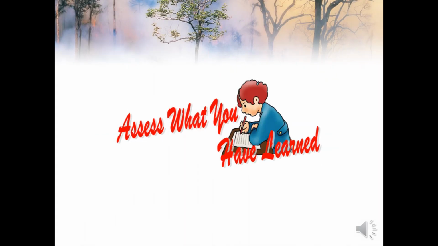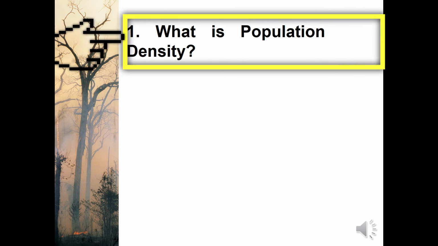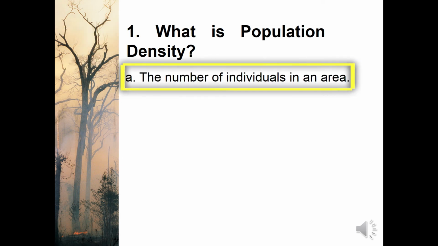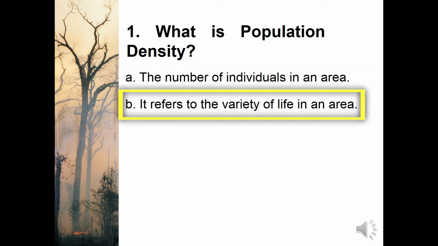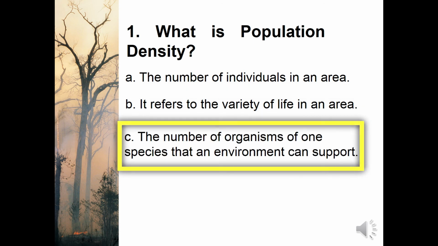At this moment, class, we are now on the last part of our video lesson, the assess what you have learned. In this task, we are going to check your learnings based on the discussions and activities you've conducted a while ago. 1. What is population density? A. The number of individuals in an area. B. It refers to the variety of life in an area. C. The number of organisms of one species that an environment can support.